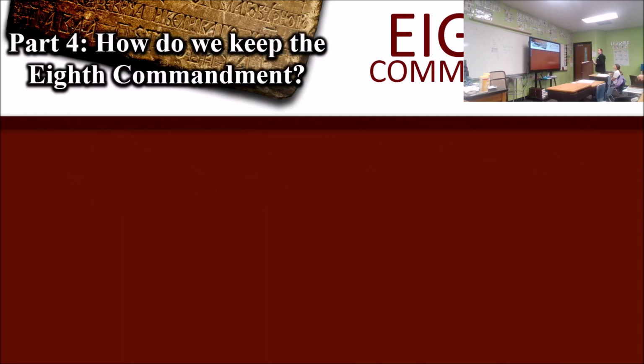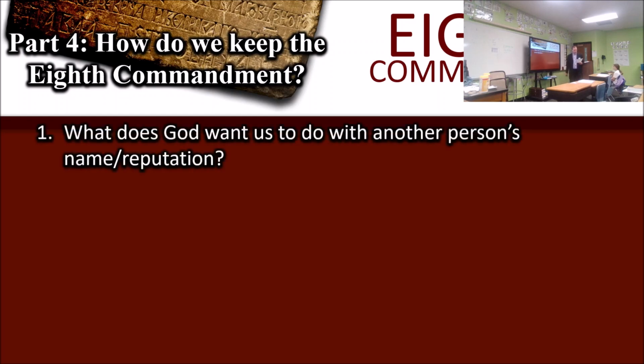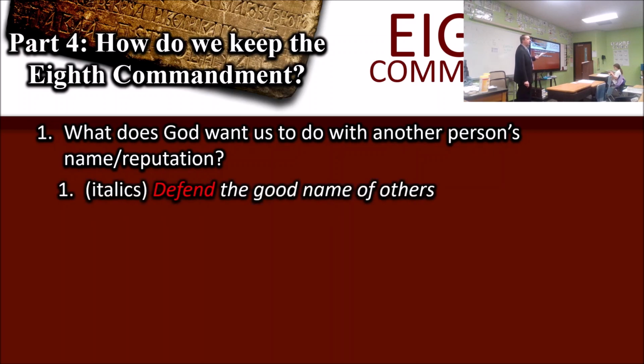So the next question then, how do we keep the Eighth Commandment? Got some passages there. Proverbs 31, verses 8 and 9, Macy. Speak up to those who cannot speak for themselves. Speak for the rights of all of those who are defenseless. Speak up, judge fairly, and defend the oppressed and needy. So looking at that first part there, what does God want us to do? He wants us to defend the good name of others. Defend them. And there's another little bit of a lead-in to the next passage there at the very beginning of Proverbs.